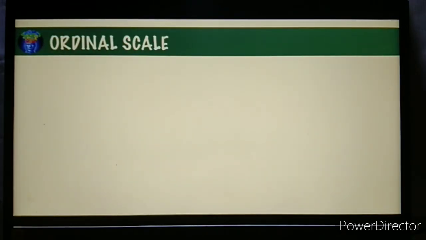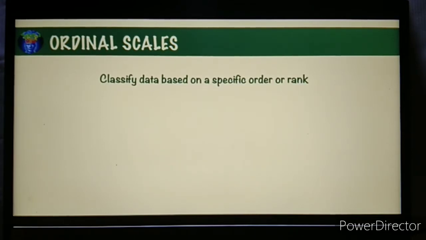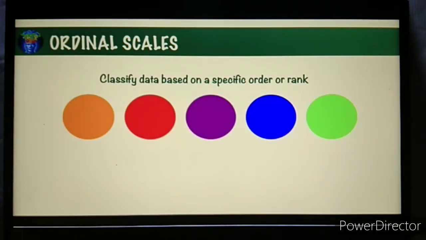Next we have the ordinal scale. This one is used when you want to classify information based on a specific order or rank. Like nominal data, the information can be expressed either in a numeric or a non-numeric way. So for example, if a market researcher asks you to rank 5 colours in your order of preference from most favourite to least favourite, then he is asking you to create an ordinal scale of preference.